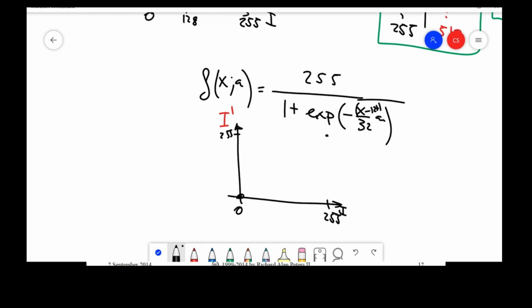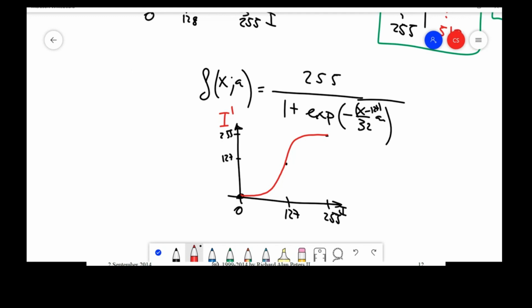What happens at 127? At 127, this argument is 0. The exponential of 0, what is it? It is 1. And then we have 255 divided by 2, so we have 127. So it is a function that goes through these 3 points. And what is it doing in between? This is a bit more complicated, but if you make these calculations carefully, you will see that it goes something like that.